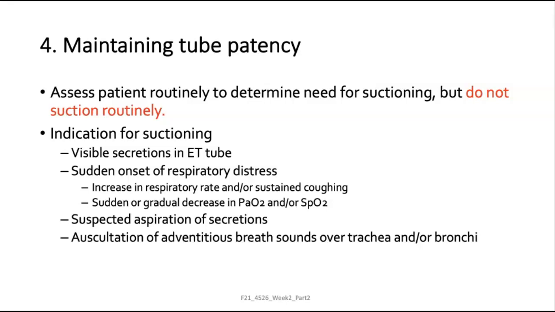Indications for suctioning could include that you visibly see secretions in the ET tube. There's a sudden onset of respiratory distress, so there may be an increase in the respiratory rate or sustained coughing by the patient. A sudden or gradual decrease in the PaO2 or the SpO2. Suspected aspiration of secretions, or you've auscultated and heard adventitious breath sounds over the trachea and/or the bronchi.